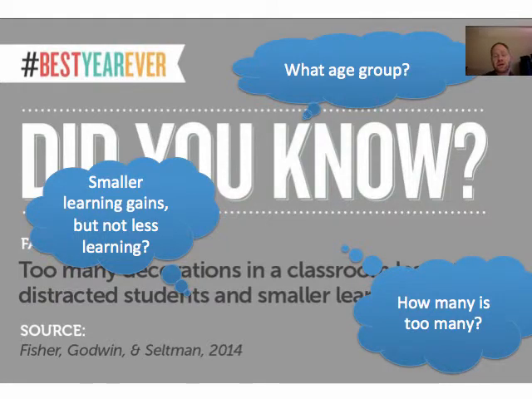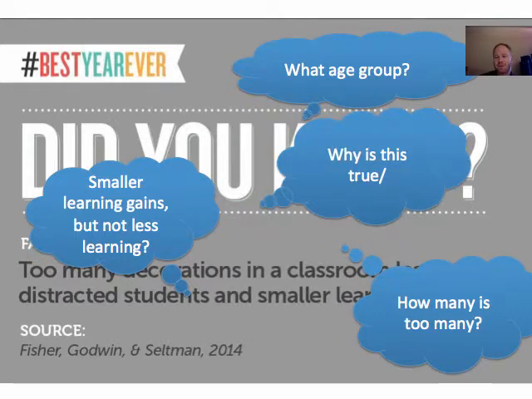You might also think about the claim about the causal nature of it. Smaller learning gains, but not less learning. Maybe students learned equally the amount of content that they needed to, but maybe the gains were not as great. That may be true, but did students not equally reach the point they need to, depending on how many decorations were in the classroom?